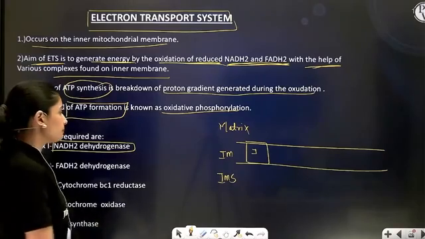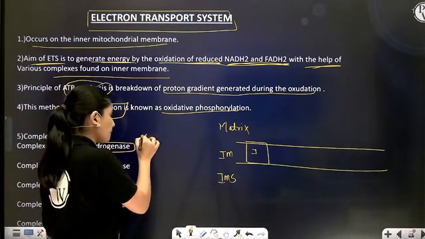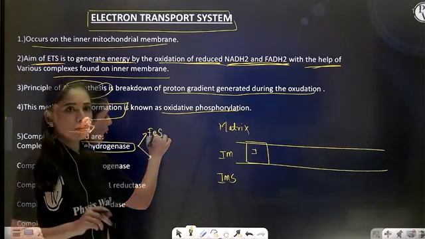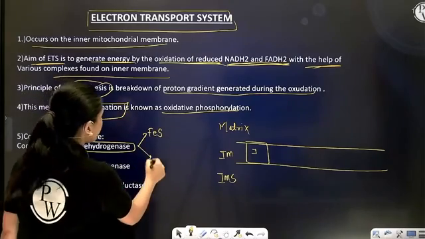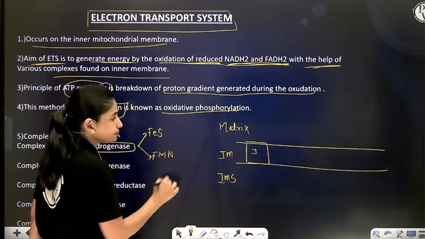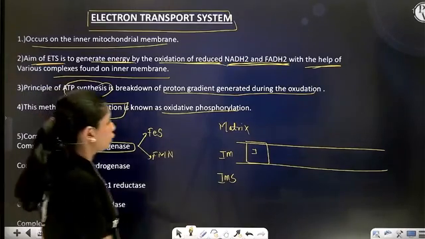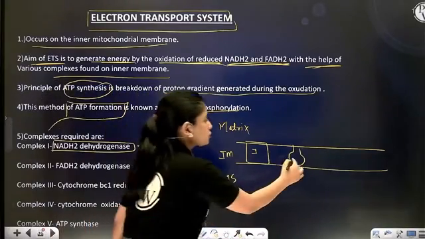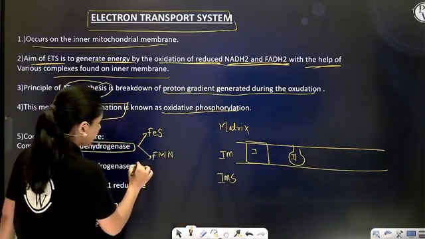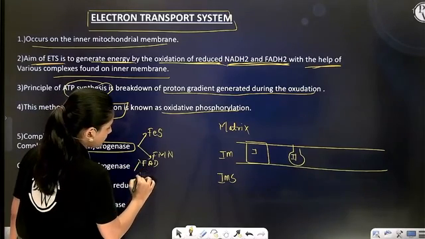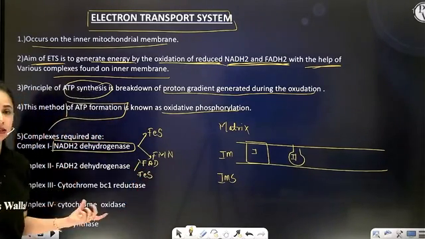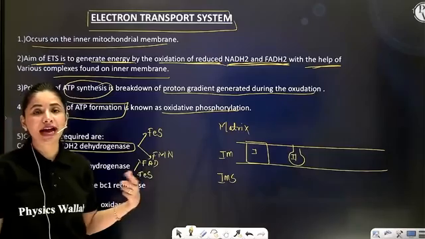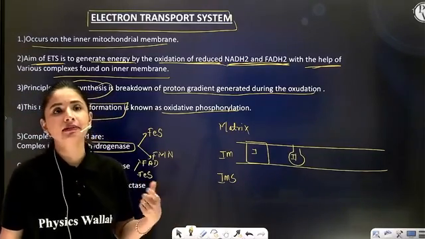Correct? This complex is made up of two components. What are those? The first component is iron sulfur, and the second component of complex 1 is FMN. Talking about complex 2, it is made up of again two components. The two components for complex 2 are iron sulfur as well as FAD. Complex 2 is also known as succinate dehydrogenase or FADH2 dehydrogenase. This complex 2 is actually the enzyme which is also utilized in Kreb cycle.